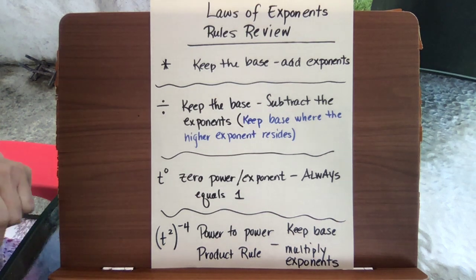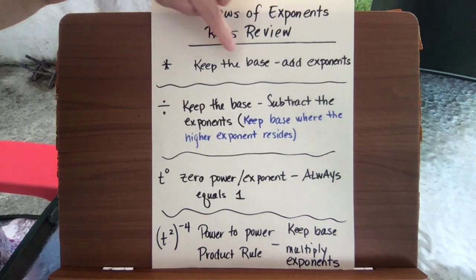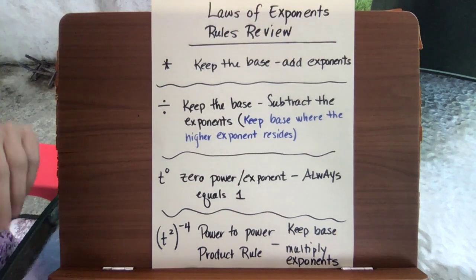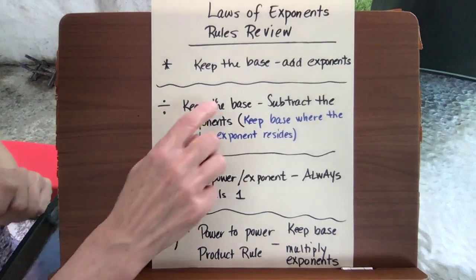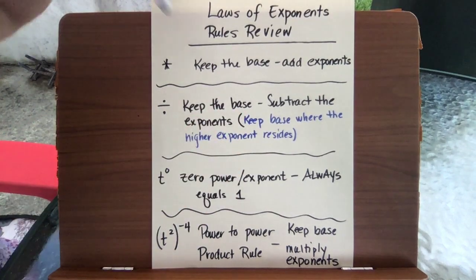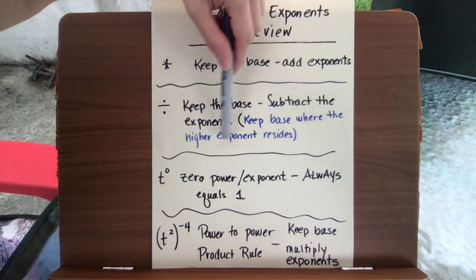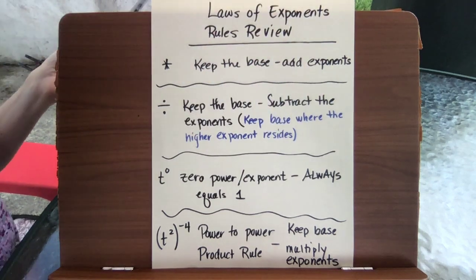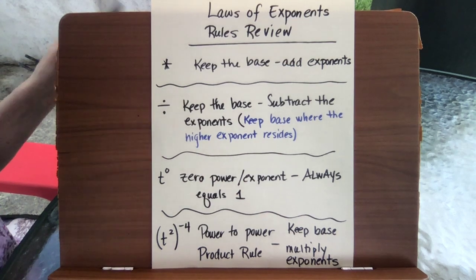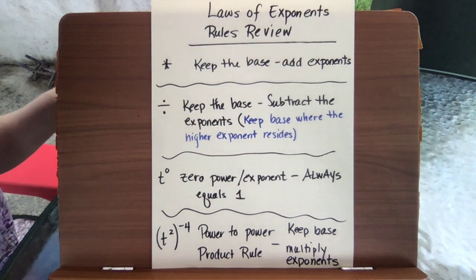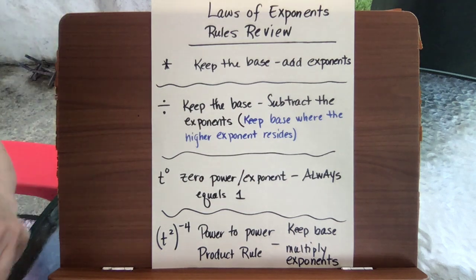All right, so basically when you're multiplying, you're going to keep the base and add the exponents. So when you multiply like bases, keep the base, add the exponents. When you're dividing like bases, you're going to keep the base and subtract the exponents, but you're going to keep the base where the higher exponent resides. So if that's in the numerator, your base will stay in the numerator and subtract the exponents there. If it's in the denominator, move your base to the denominator, subtract your exponents there.